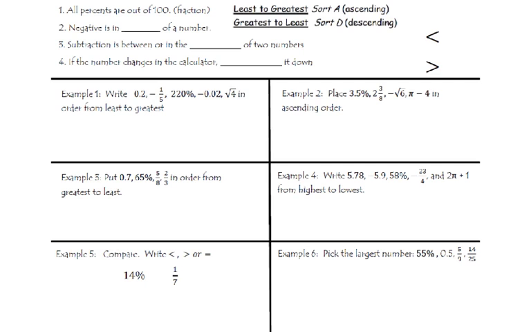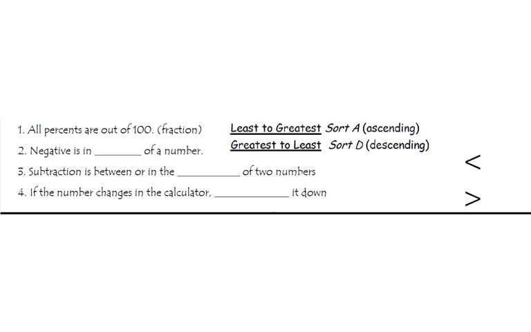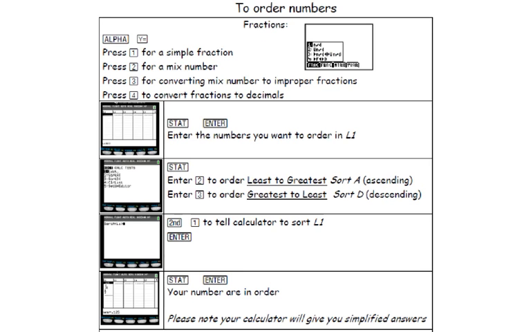So this is what the inside of that foldable looks like. So let's do the top part first, the reminders. All percents are out of 100, and so you can make all percents a fraction. So if you've got 55%, you can put 55 over 100 and make it a fraction. And remember that your calculator will turn fractions to decimals. You would do alpha y and then press 1, and you can put your fraction in that way. And then if you want to turn it to a decimal, you would do alpha y4.